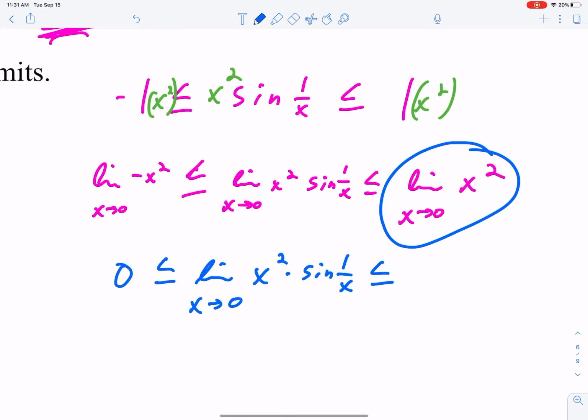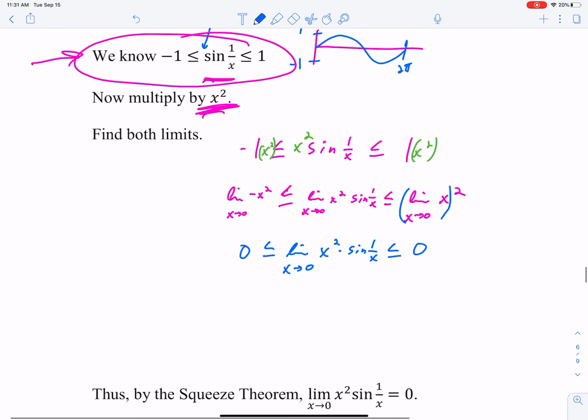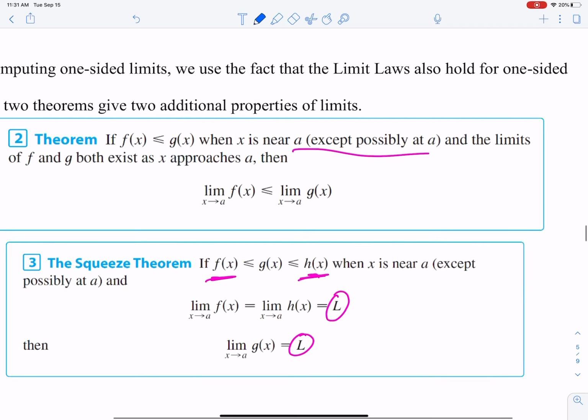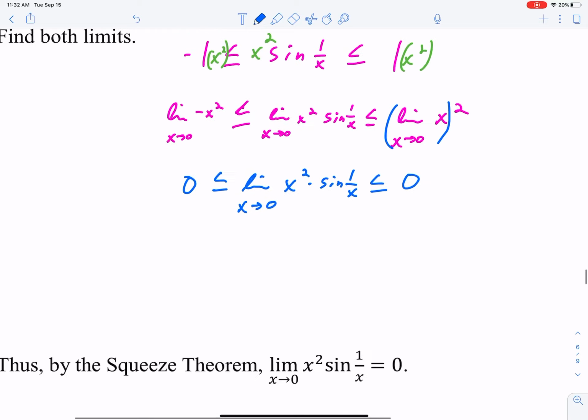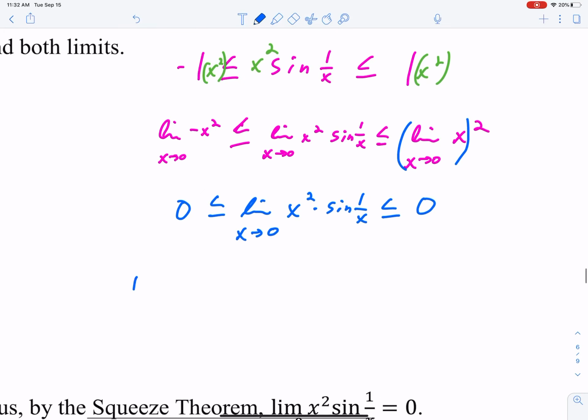Now we find the limit of this guy here. Limit as x approaches 0 of x squared. Well, we know the limit as x approaches 0 of x is 0. 0 squared is 0. So there it is. So this inequality satisfies the squeeze theorem, right? Okay, so since we satisfied the squeeze theorem, since the two outer limits are 0, thus the limit as x approaches 0 of x squared times sine of 1 over x equals 0.